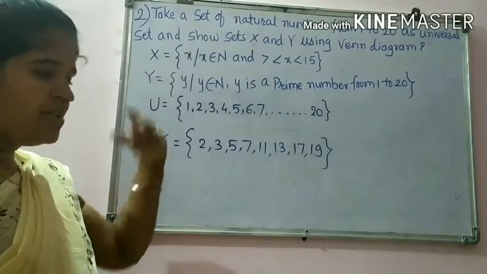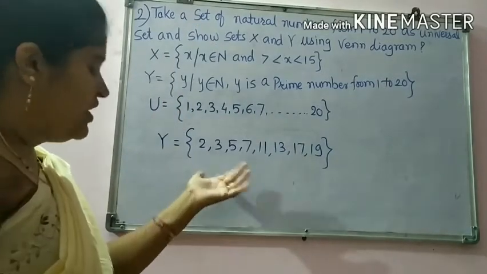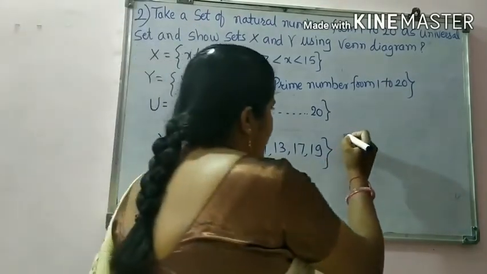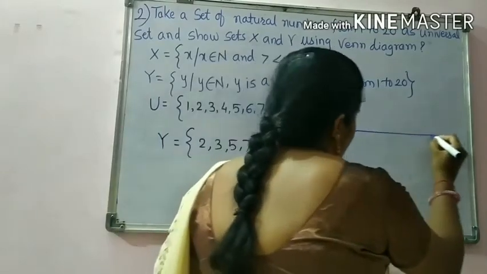Again using universal set U we shall denote this with the help of Venn diagram. Draw universal set U.